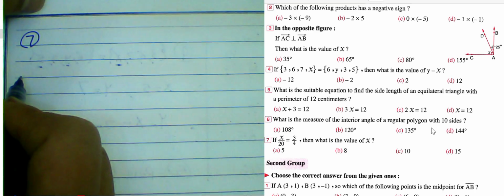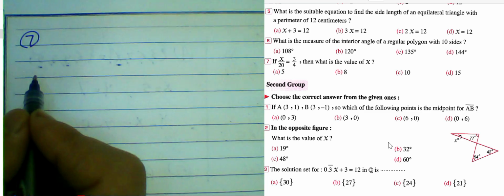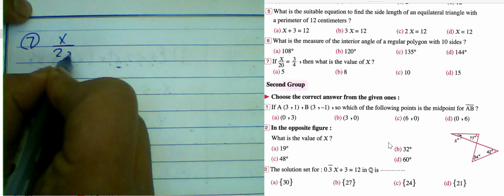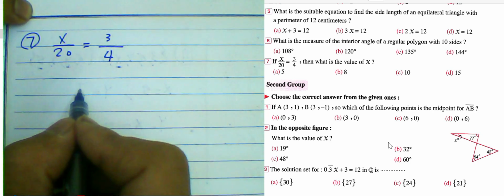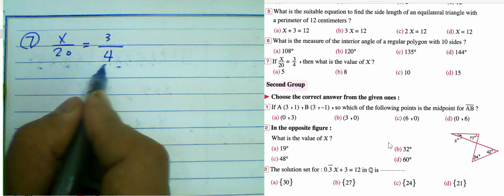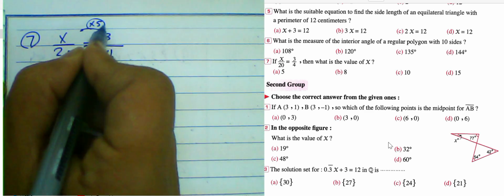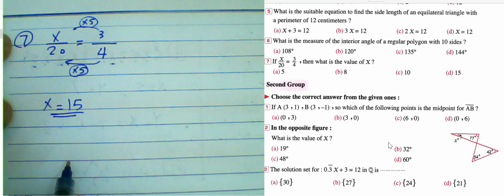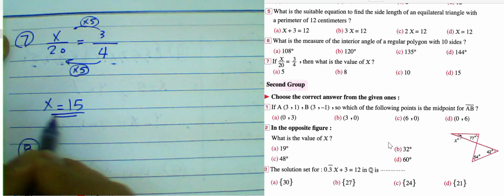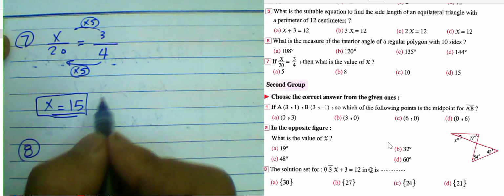Next, question number 7. Pay attention and follow the steps with me here. We have a proportion: if x over 20 equals 3 over 4, we can find the value of x. We know 4 multiplied by 5 will be 20, and then 3 times 5 will be 15. Then x equals 15. For question 7, the result will be 15. Choose letter D.